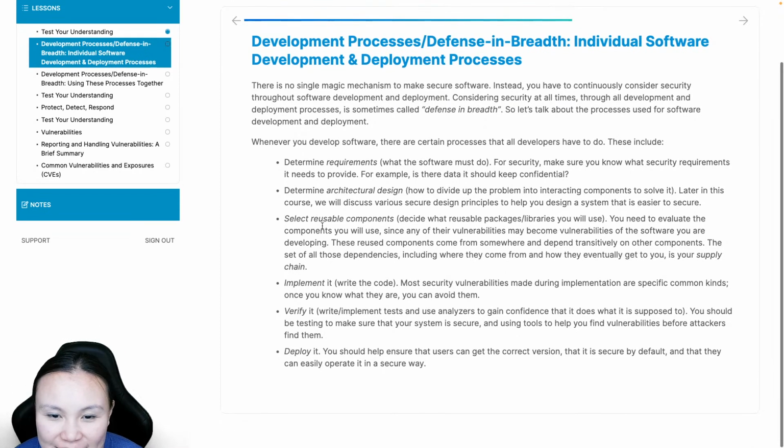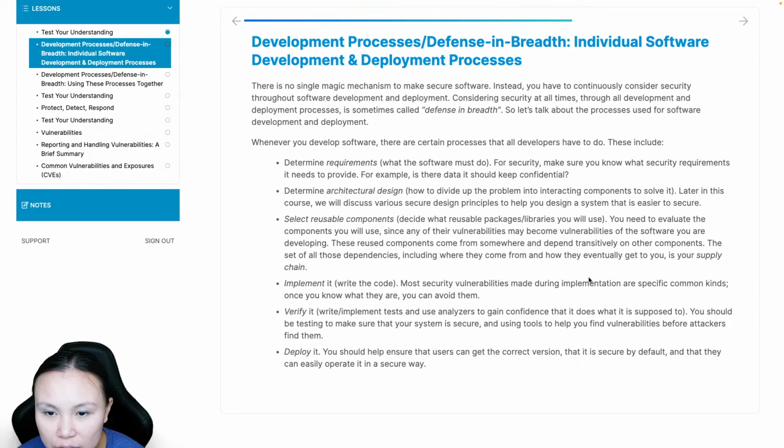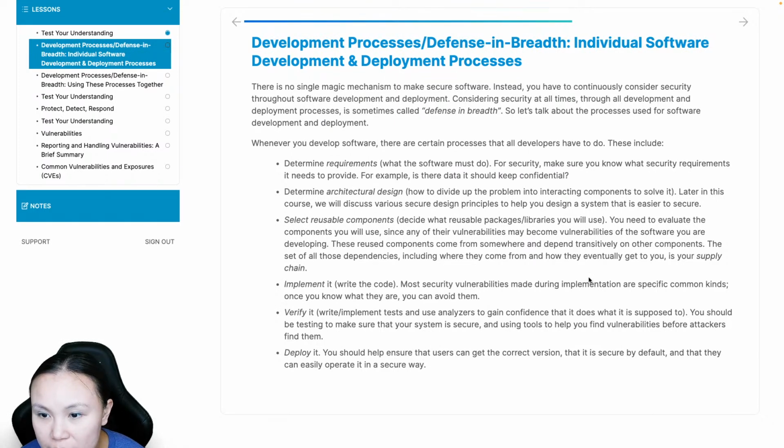Select reusable components. So decide what reusable packages and libraries you will use. You need to evaluate the components you will use, since any of their vulnerabilities may become vulnerabilities of the software you are developing. Supply chain security. So yeah, you have to make sure that the component you're using, probably another library, is safe.